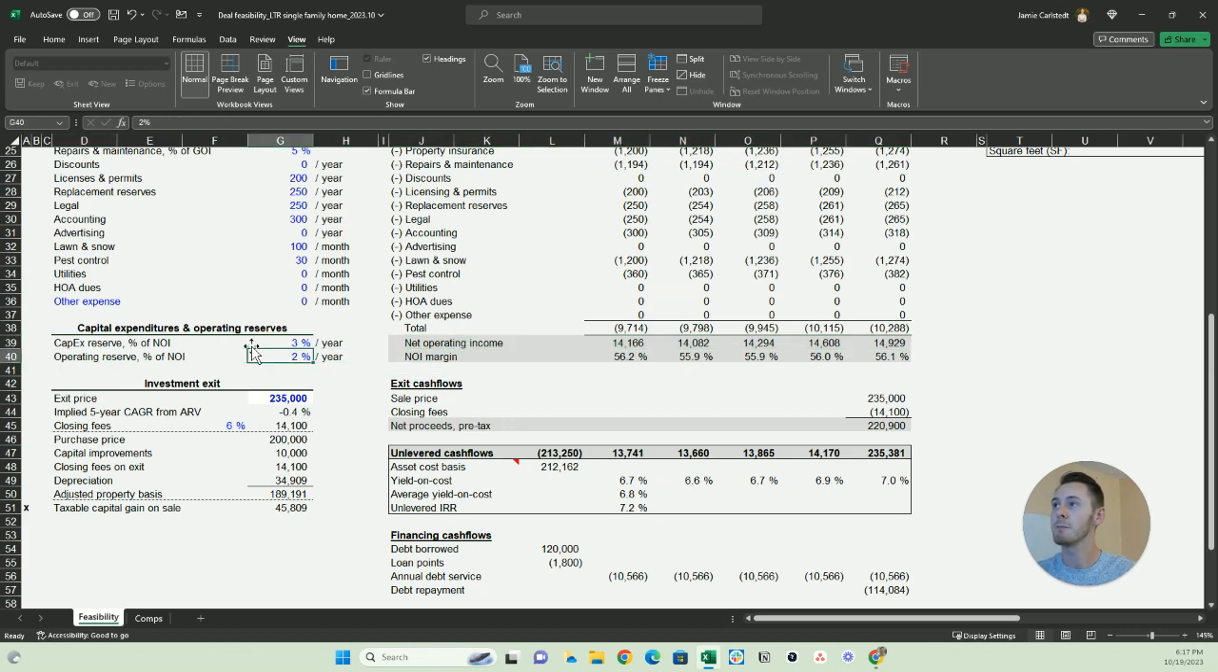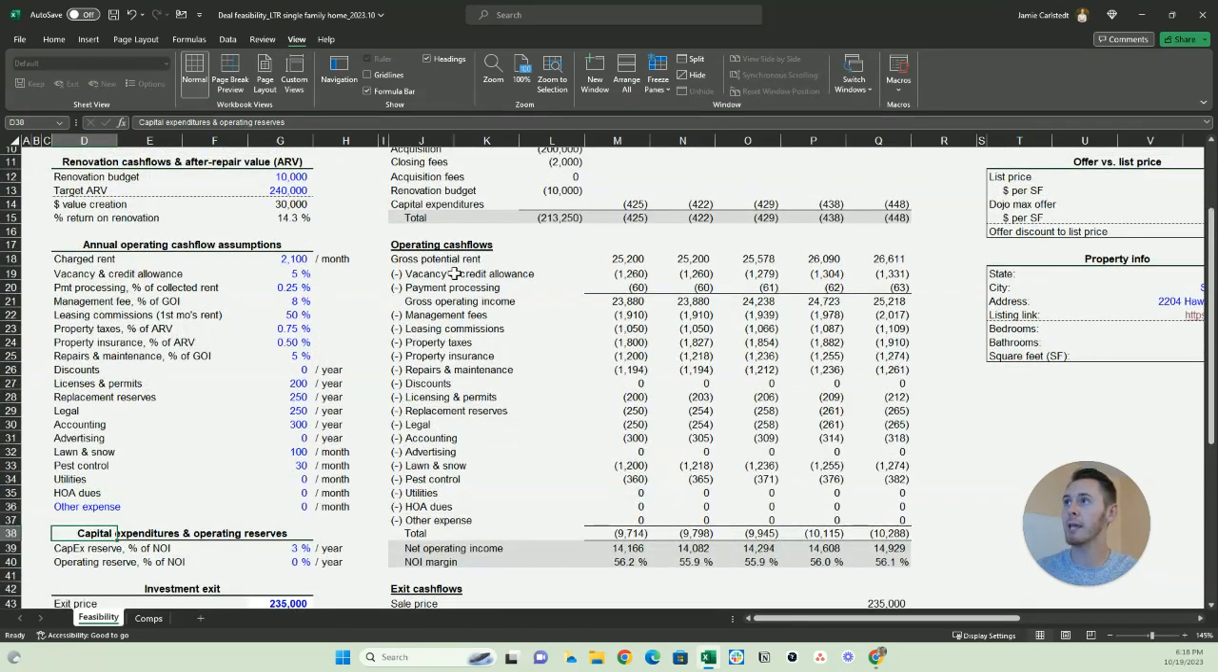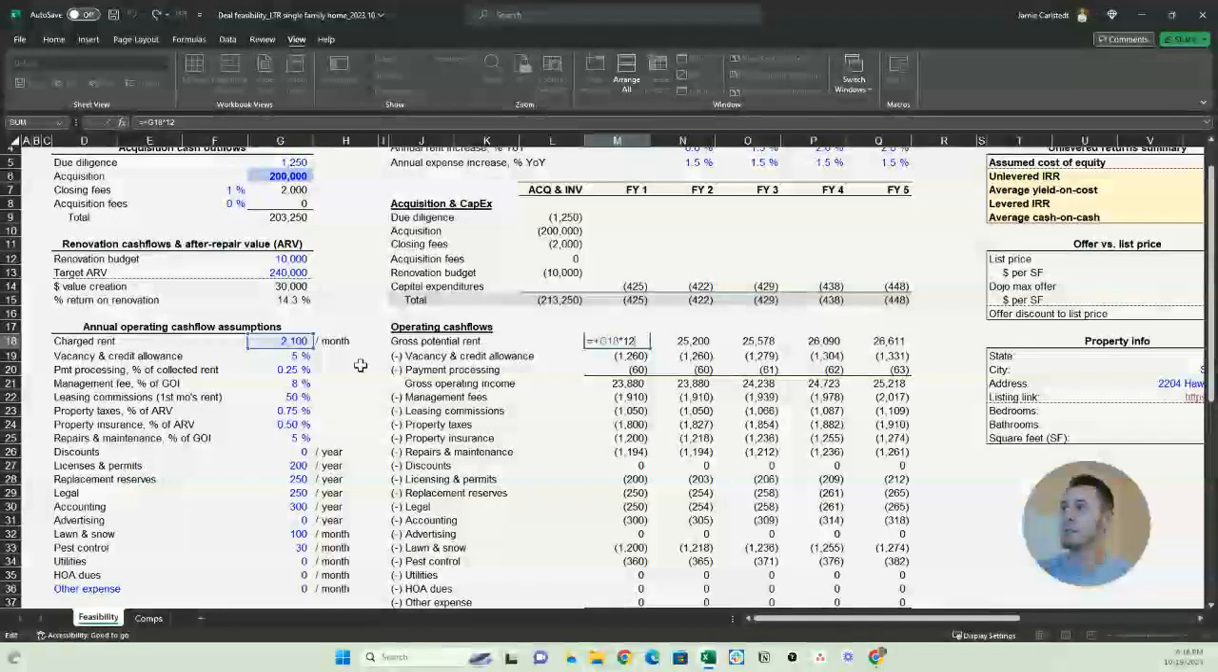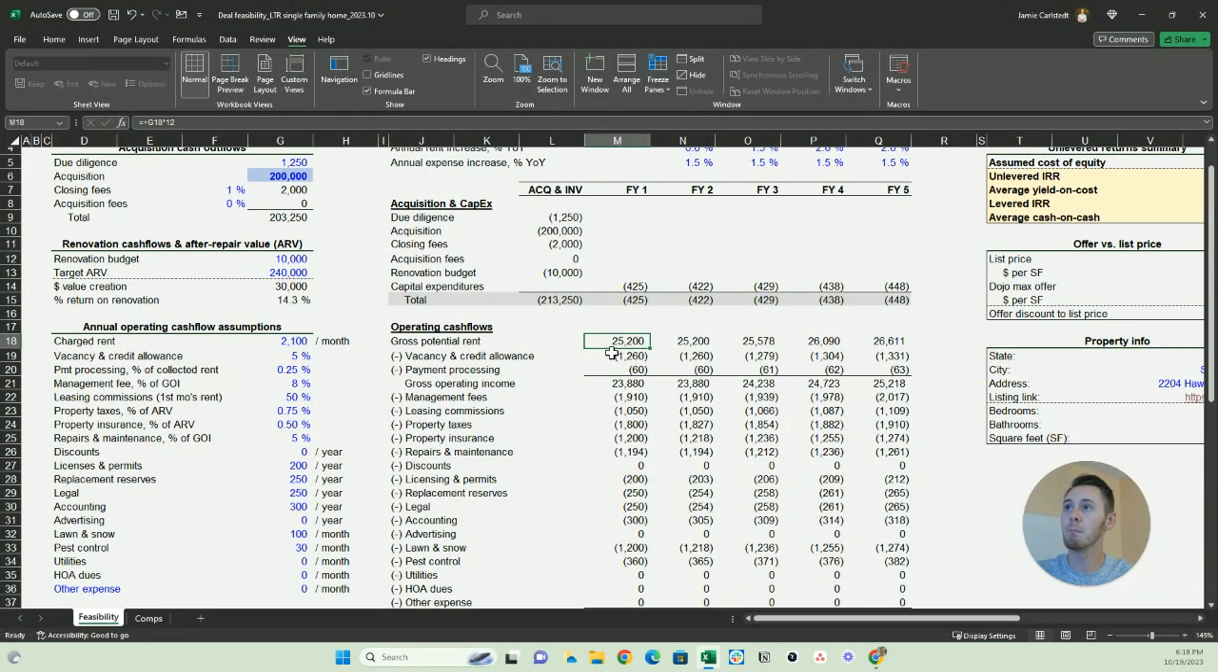And then operating reserve. You can also have an operating reserve. I'm just going to put that at 0. So these are all of your operating cash flows. Now we can build that out. So we have the gross potential rent, which is the $2,100 per month. Multiply that by 12, and that gets us to $25,200 for fiscal year 1.